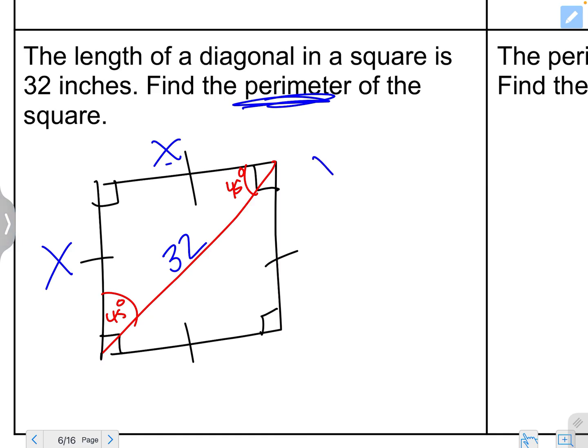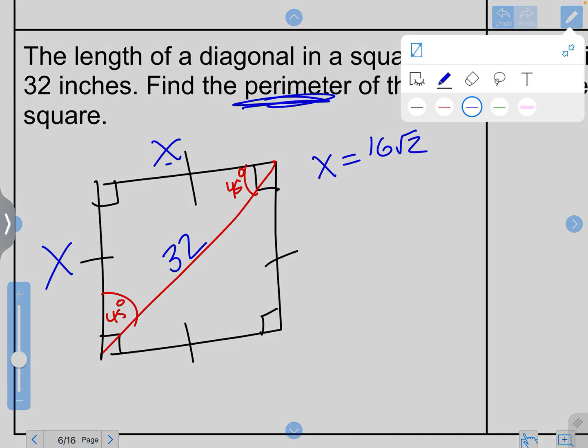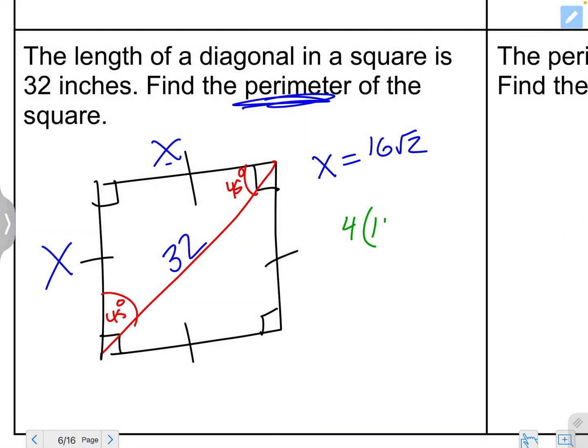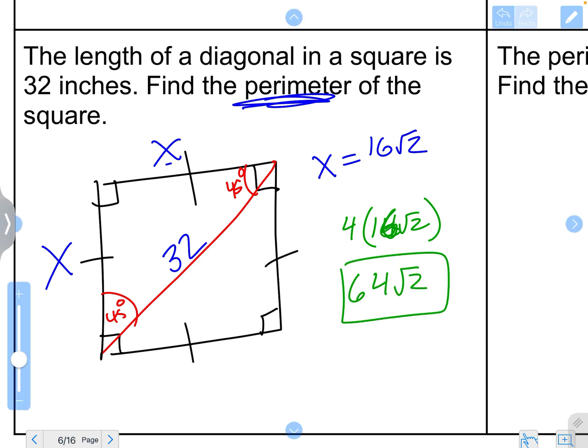All right, so your legs, or your x, should have been 16 square root of 2, which means that when you found the perimeter, you were going to multiply that by 4. And so 16 times 4, I believe, is 64 square root of 2 is our perimeter.